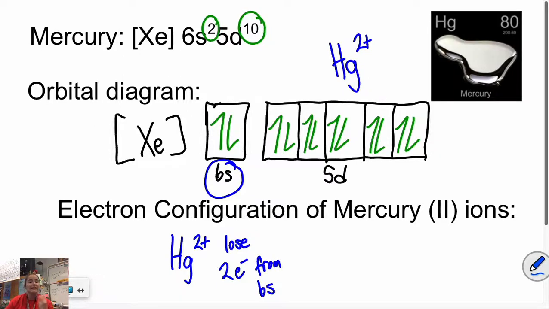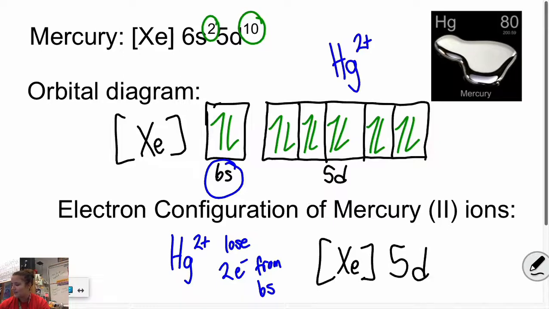So, its electron configuration for the ion is going to look like this. It's just like xenon. It no longer has those 6s electrons, so it's just xenon plus the 5d10 electrons. Okay, so that's how this can help you figure out what ion those transition metals form, even though it's not necessarily an easy thing to know. Okay, let's look at one more example.